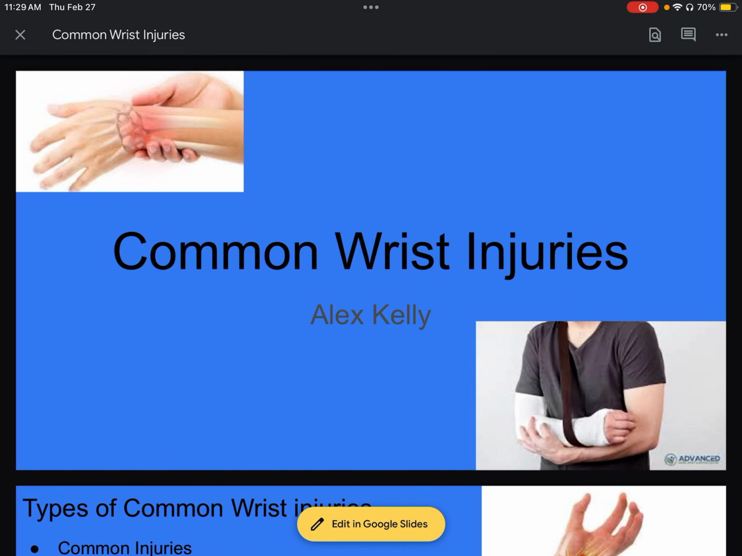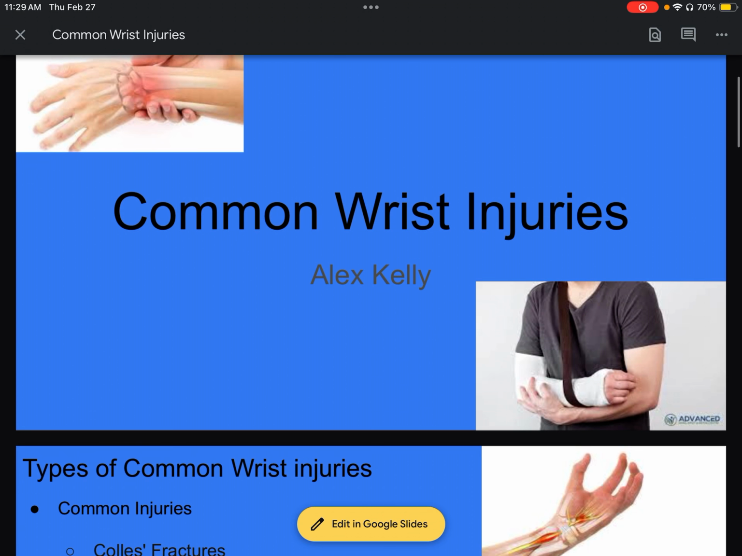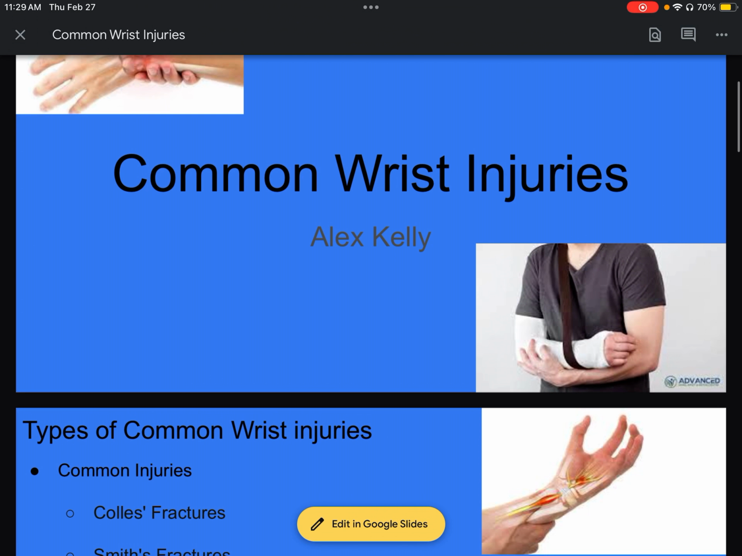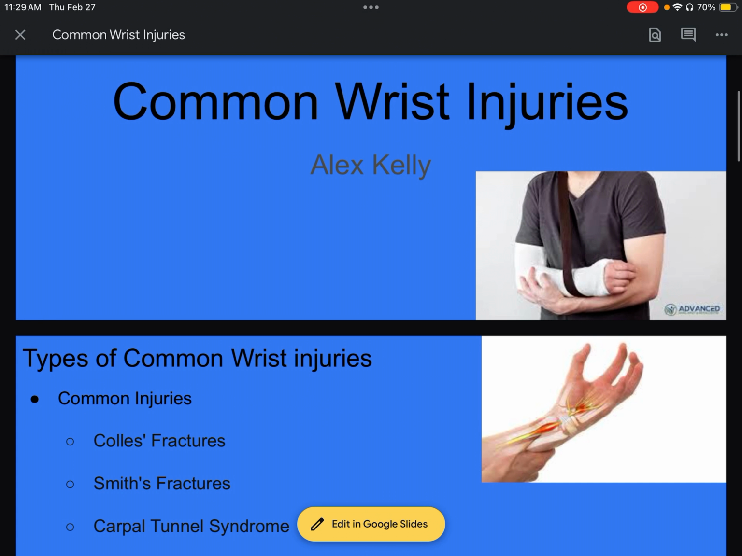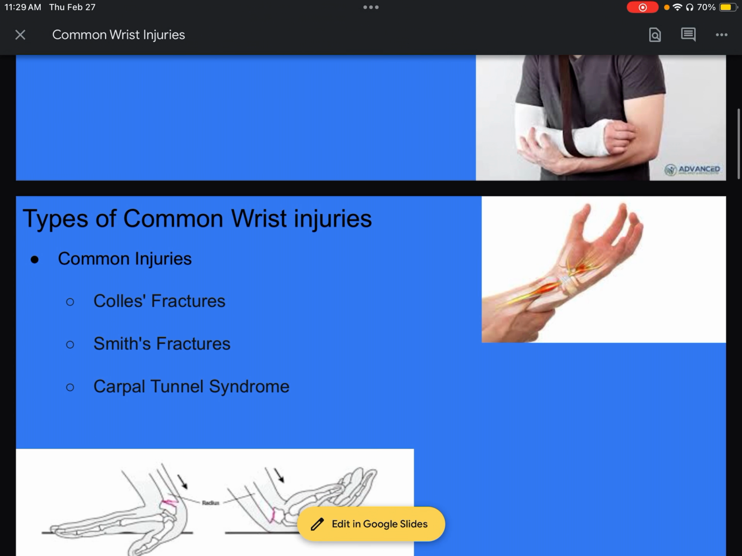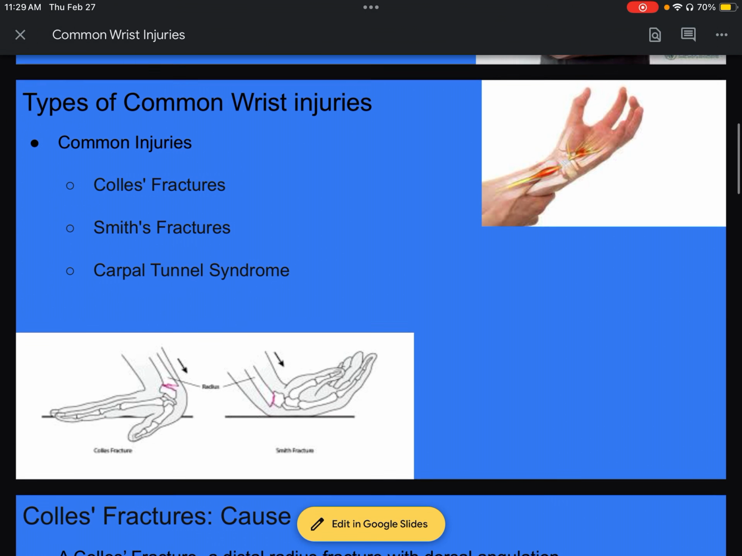We are doing this without proper equipment, but we are going to be talking about common wrist injuries. Follow along with your study guide because it should be pretty straightforward. If it's not, you'll find the answers at some point in this whole section. Now, moving on to the next slide.